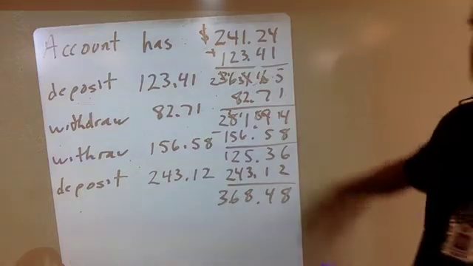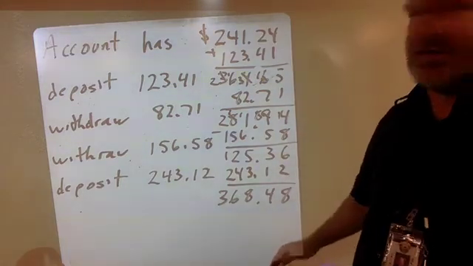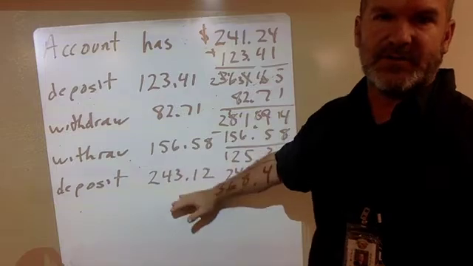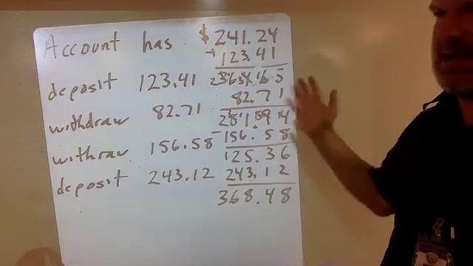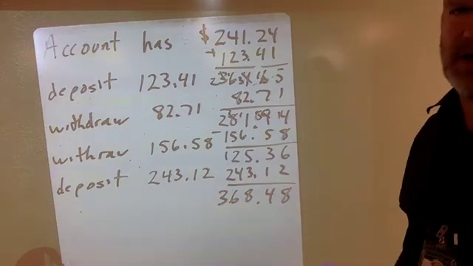So that's another way you could do it. You could just do a running total. You can do one number at a time as they come in the story problem. And maybe that's easier for you. Just as they come, add or subtract it. If it's a deposit, you add it. If it's a subtract, you subtract it.